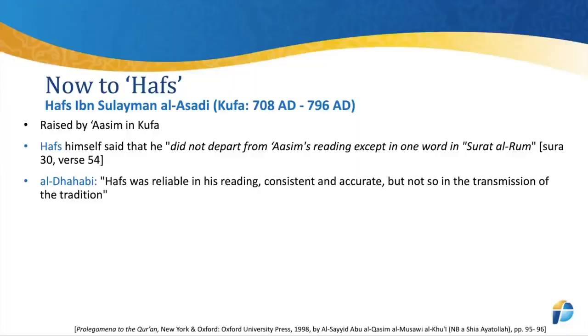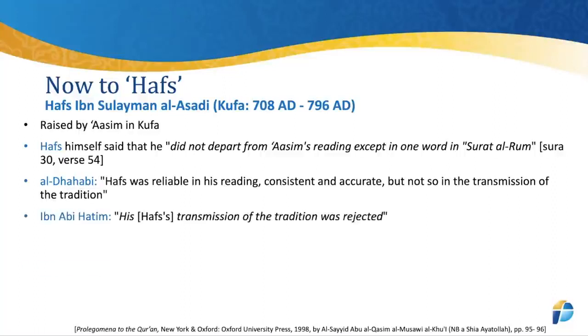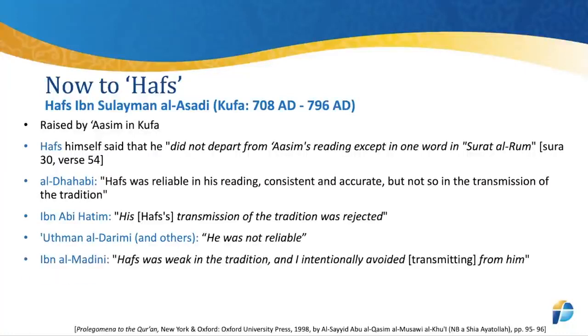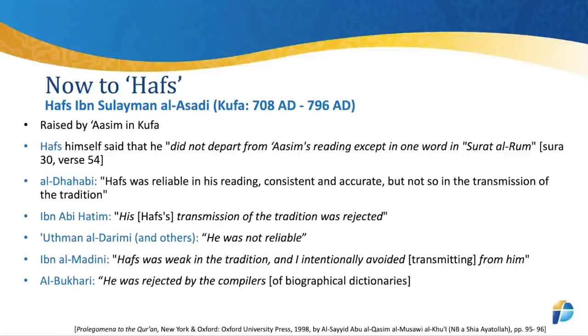Now, this is what the others say about him. Let's go back and see what they say about him. Al-Dahabi says this: Hafs was reliable in his reading, consistent and accurate, but not so in the transmission of his tradition. Ibn Abi Hatim says this: his Hafs transmission of the tradition was rejected. Uthman al-Darimi and others agreed with him, said he was not reliable. Ibn al-Medini said Hafs was weak in the tradition, and I intentionally avoided transmitting from him.